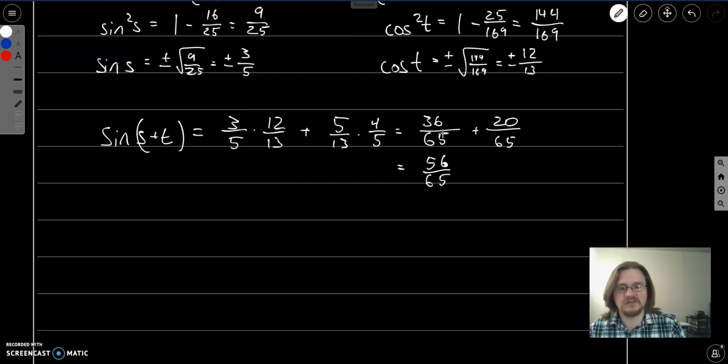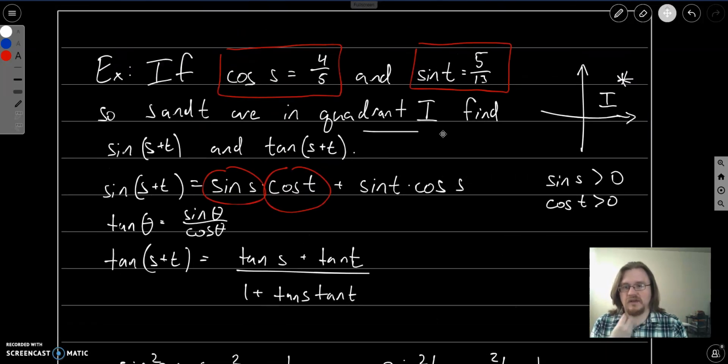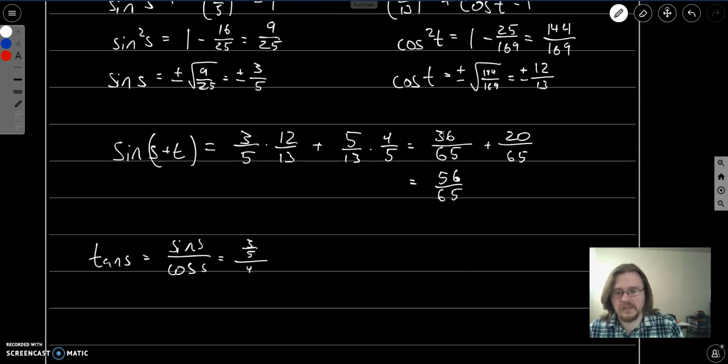So first and foremost, let's find the tangent of an s degree angle from what we had before. That's just going to be the sine of s divided by the cosine of s, where the sine of s was 3/5. The cosine of s is going to be 4/5. The fifths cancel, and this will be 3/4.